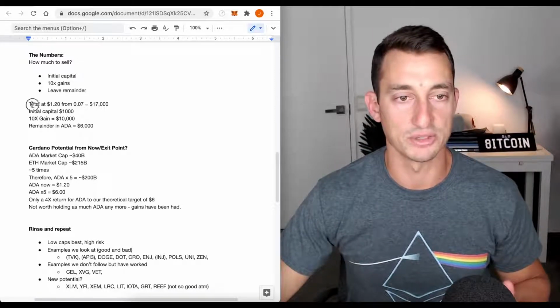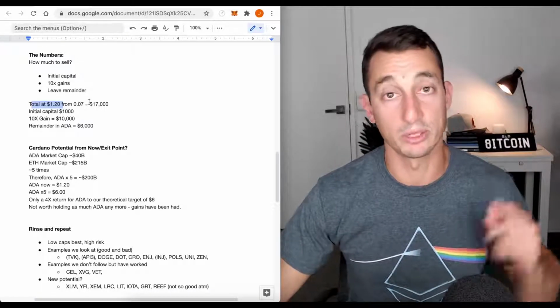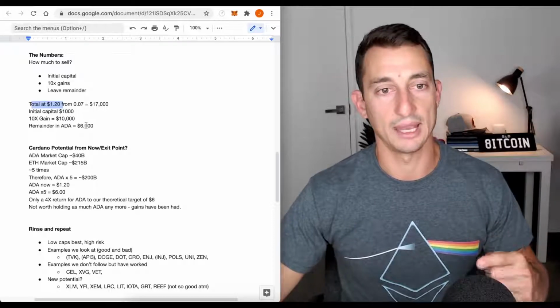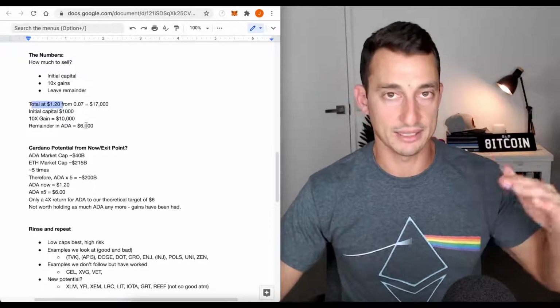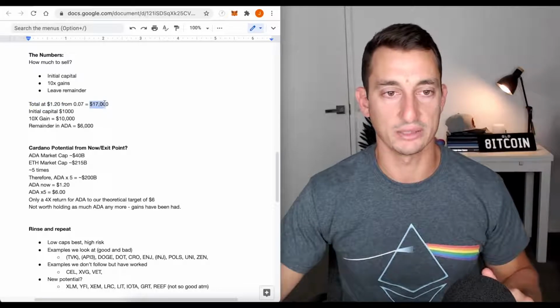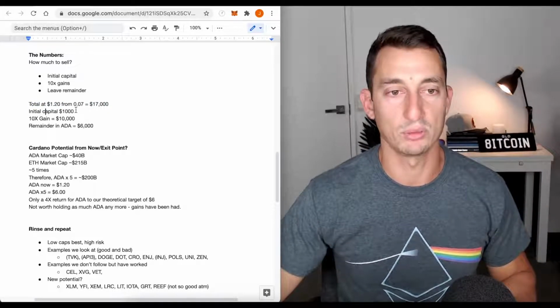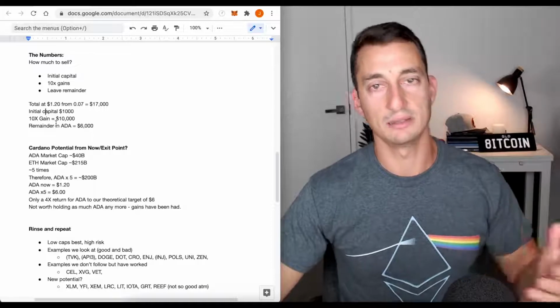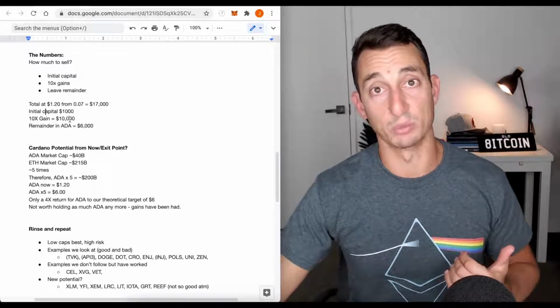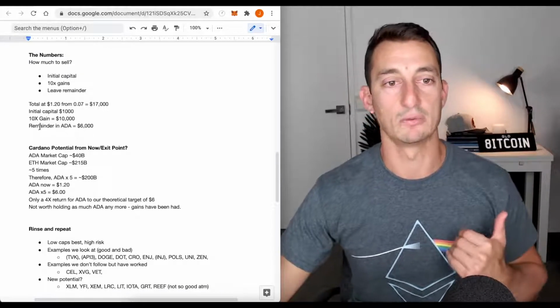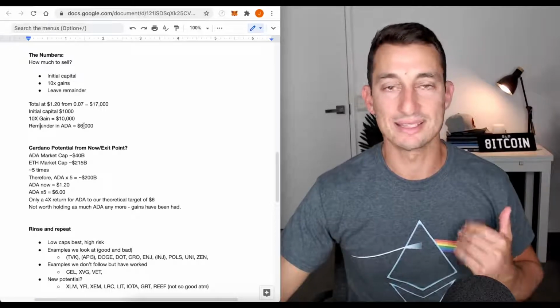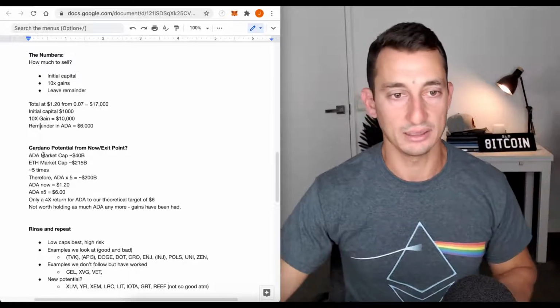So looking at the numbers, the total at $1.20, because we got in at 7 cents and we're getting out at $1.20, in at 7, out at $1.20, is 17 grand. All right, rough numbers, keep it in mind. Initial capital, we take 1,000. 10x gainer, take the 10,000. So there's 11,000 we've pulled out of Cardano. Remainder is 6,000, so we still have 6,000 in Cardano.